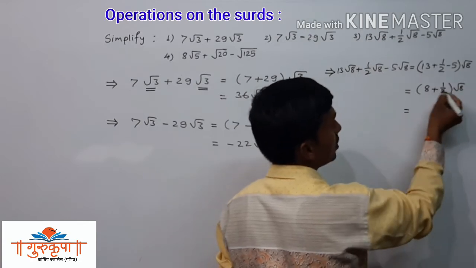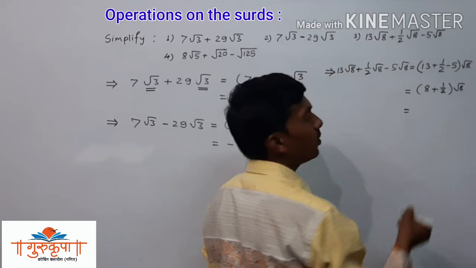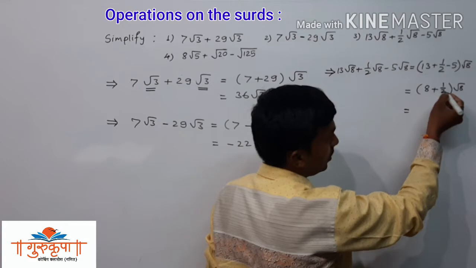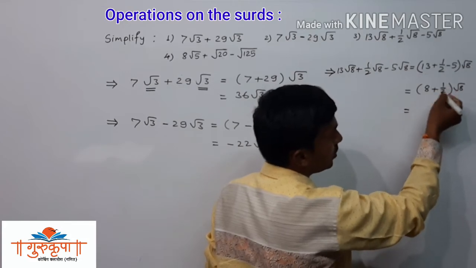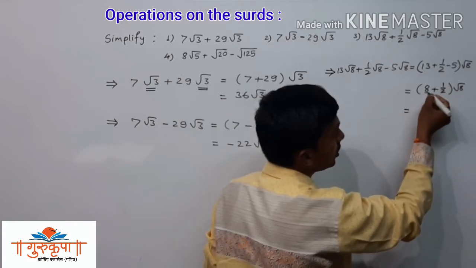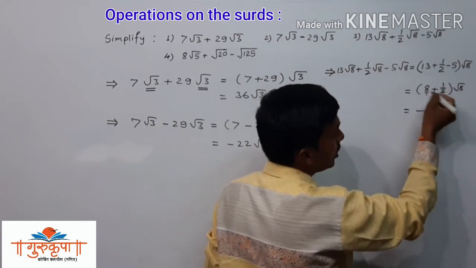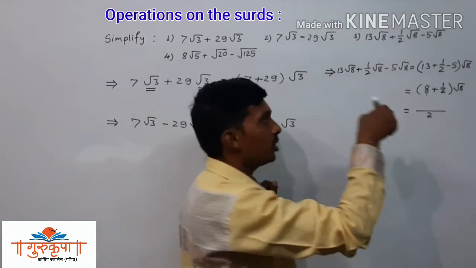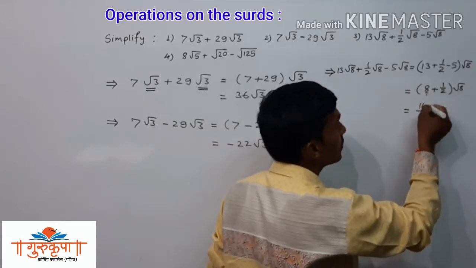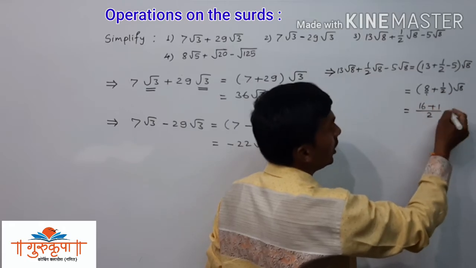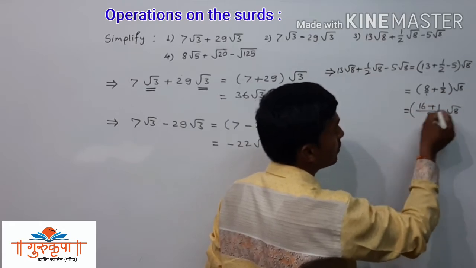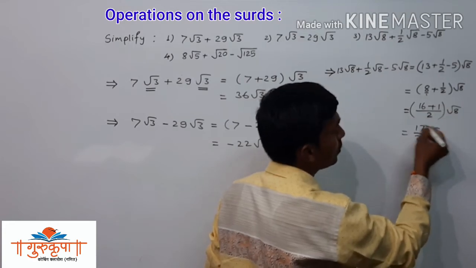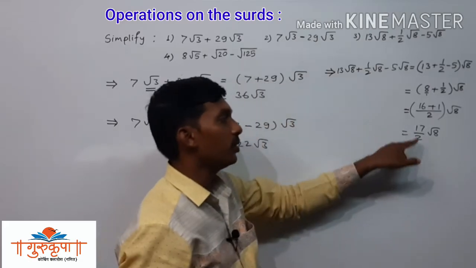Now simplify this. We have to take the sum of two numbers, that is 8 plus half. So 2 8s are 16, plus 1 into 1 is 1, divided by 2 1s are 2. Here nothing is there in the denominator, so we multiply denominator to denominator, 2 into 1 is 2. Now cross product goes to the numerator: 2 into 8 is 16, plus 1 into 1 is 1, and here we have root 8 as it is. Simplify this. This is 17 upon 2 into root 8.